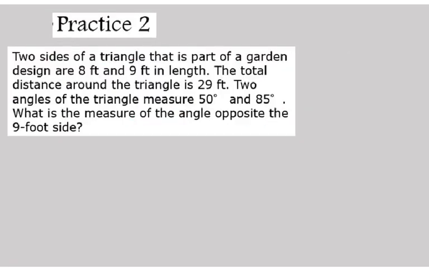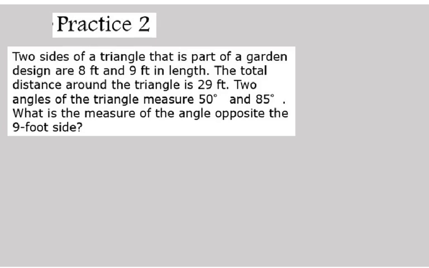Okay, let's look at practice problem number 2. Two sides of a triangle that is part of a garden design are 8 feet and 9 feet in length. The total distance around the triangle is 29 feet. Two angles of the triangle measure 50 degrees and 85 degrees. What is the measure of the angle opposite of the 9-foot side?